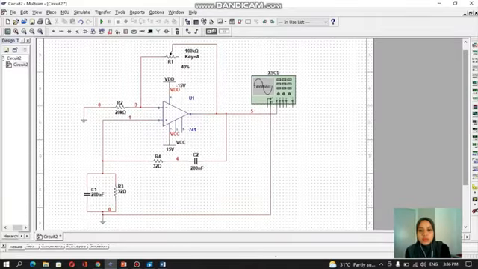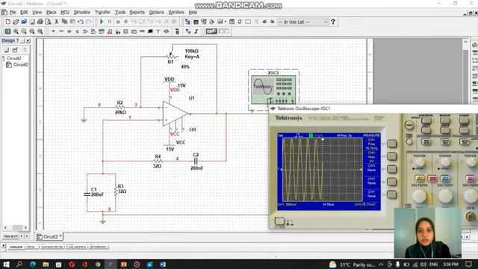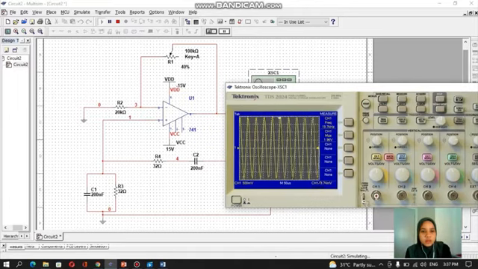So this is the circuit of oscillator 2. So I will run it. As you can see, the frequency is 19.7 kilohertz. So it matched with the value that you want, which is 20 kilohertz. And the maximum value is 2 volts.